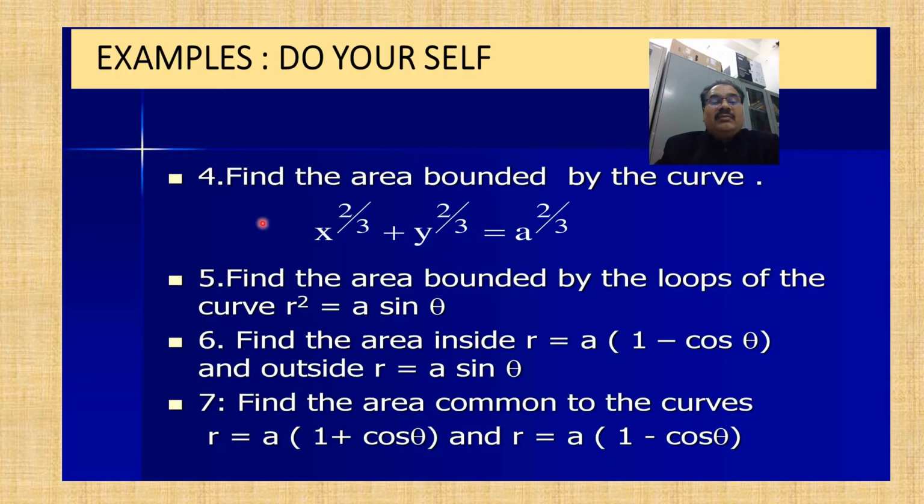And some more problems: find the area bounded by the curve x^(2/3) + y^(2/3) = a^(2/3). Find the area bounded by the loop of the curve r² = a sin θ. Find the area inside r = a(1 − cos θ) and outside r = a sin θ. Find the area common to the curves r = a(1 + cos θ) and r = a(1 − cos θ).